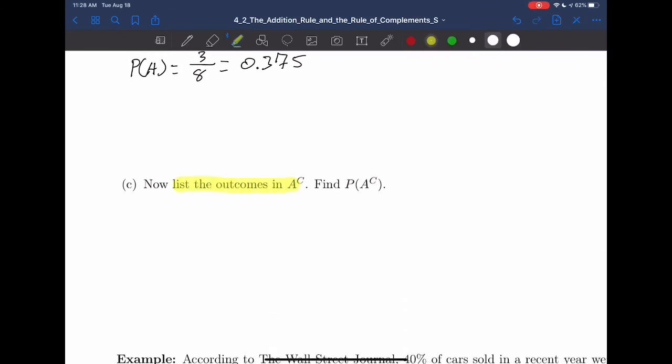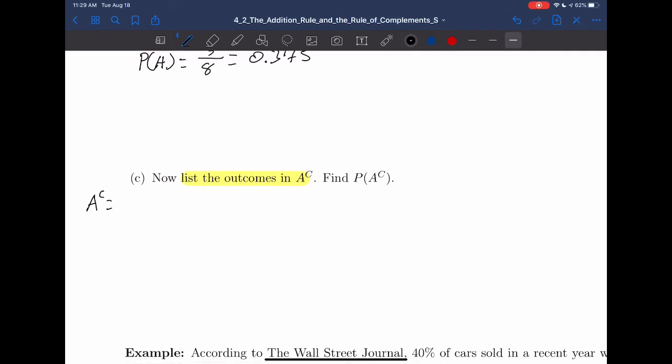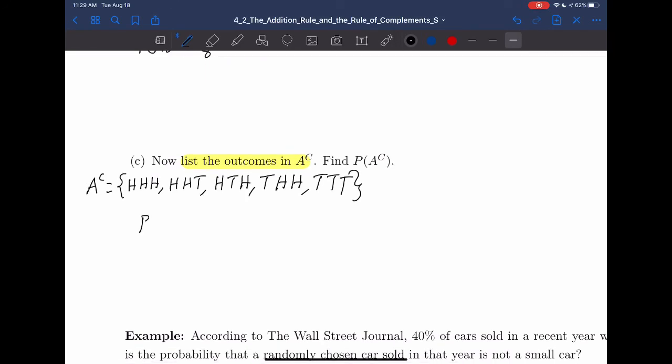Now you want to find the list of outcomes in A complement. A complement is just everything outside of A. So it's everything that does not have exactly 2 tails. And that happens in 5 different outcomes. So the probability of A complement will be 5 over 8, or 0.625.